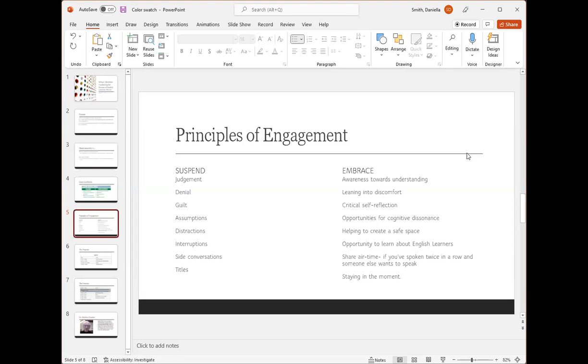We want an opportunity to learn about English learners, share airtime. If you spoke twice in a row and someone else wants to speak, please let them, but otherwise go for it. We need to learn everything that we can. And let's stay here in this moment so that we can learn from each other again.